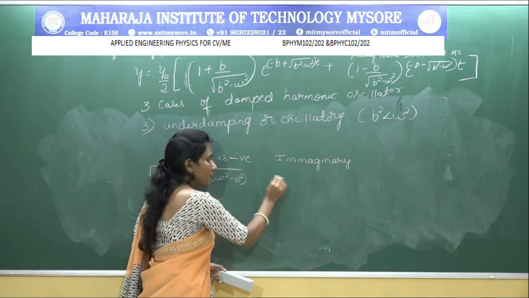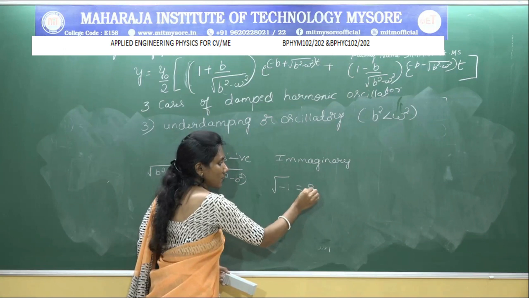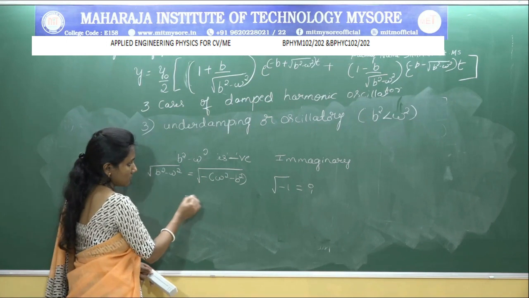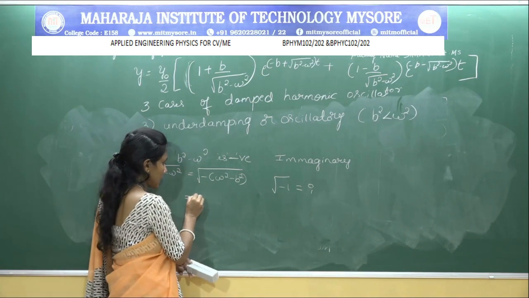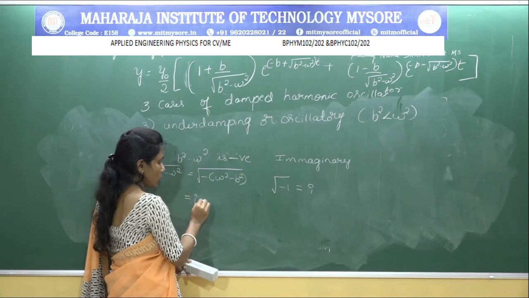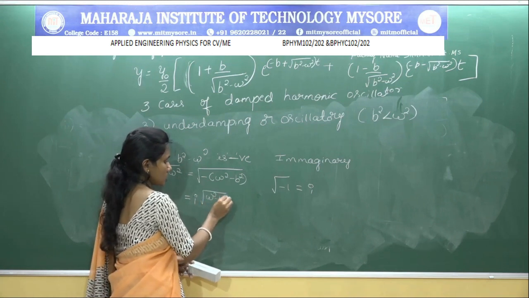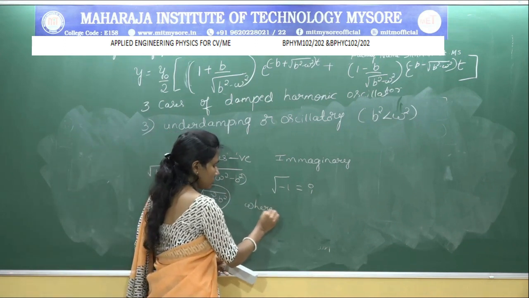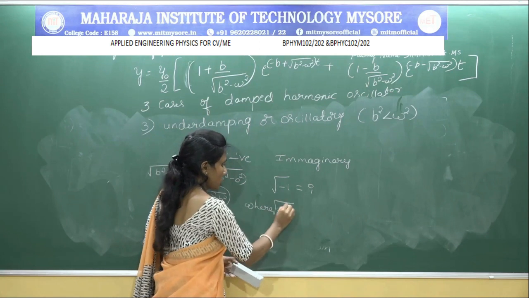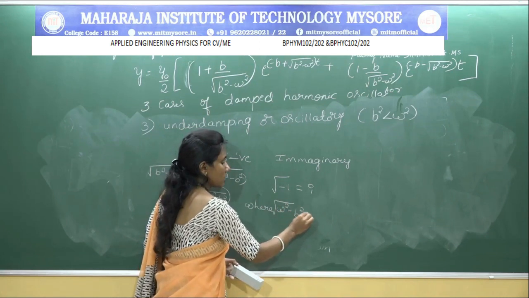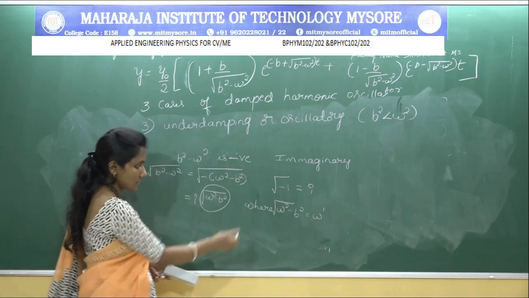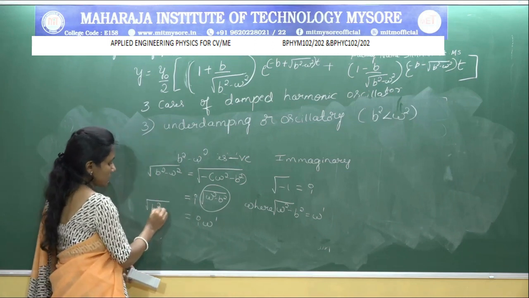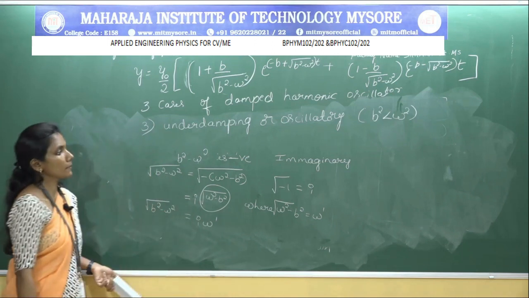So, here we know the value of root of minus 1 is equal to i, an imaginary quantity, a complex number. So then this equation will become i times root of omega square minus b square. This quantity we can consider as omega prime, where omega prime is root of omega square minus b square, so this will become i omega prime. So root of b square minus omega square is equal to i omega prime.